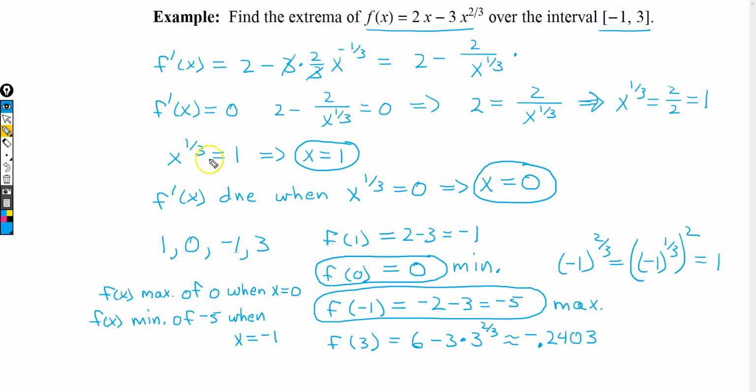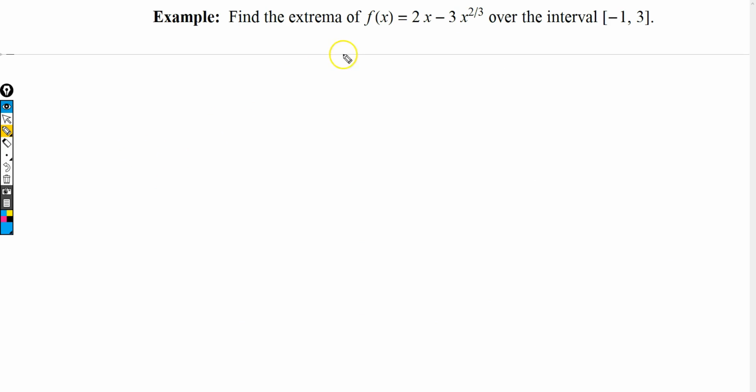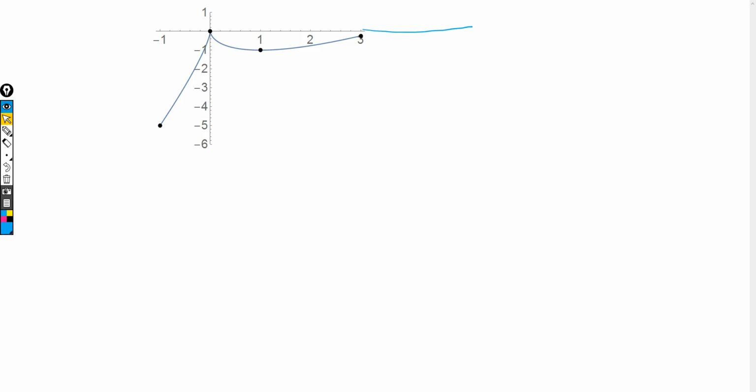All right, so that concludes this discussion. Oh, and before we leave, let's verify what we found here graphically. So here's what the graph of this function looks like. So right here is its graph, and we did find that we had a minimum of -5 occurring when x equals -1, so that looks correct. And we had a maximum of 0, that's 0 on the y-axis, occurring when x is equal to 0. And that looks correct right there. So there's our absolute minimum, and here is our absolute maximum for this function over the interval from -1 to 3.